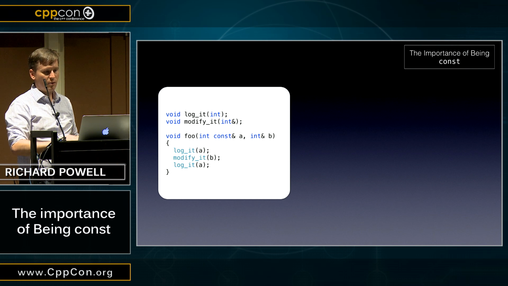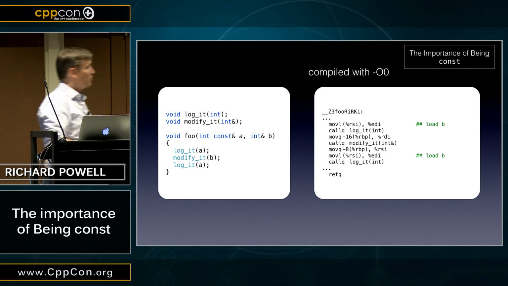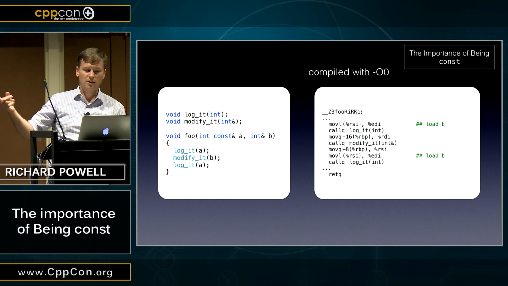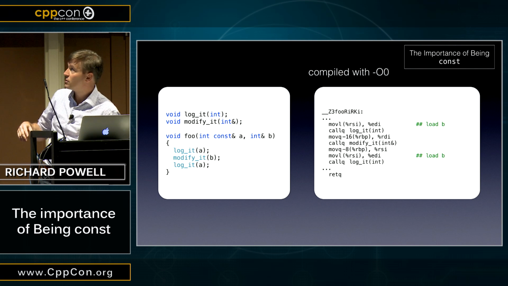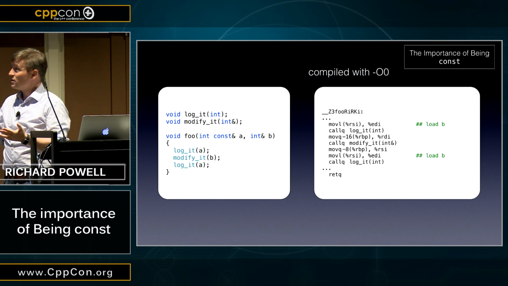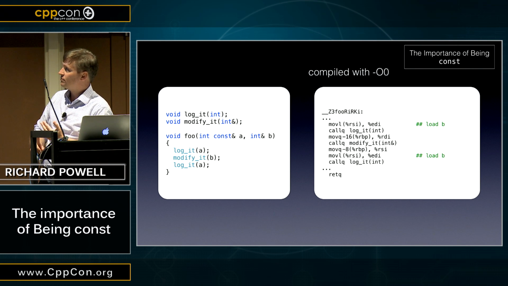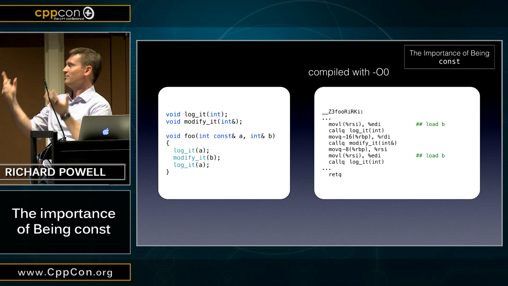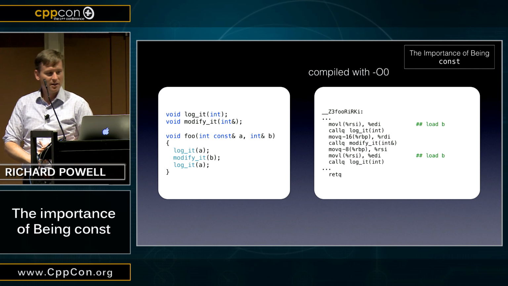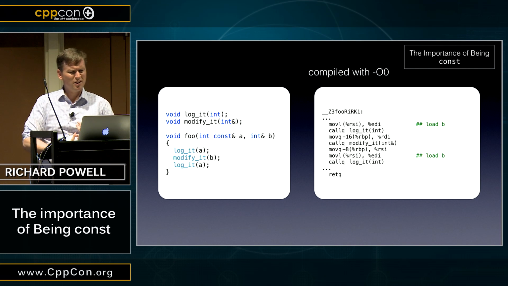Then we take a look at the assembler. Let's take a look at what assembly instructions this produces. What we see here is, first of all, it loads, and I compiled this with -O, it loads B, then it calls logit, then it loads in, sorry, that should say loads A. Sorry, so read that as loads A, then it calls modify it, and it has to load A again. It did 2 loads.